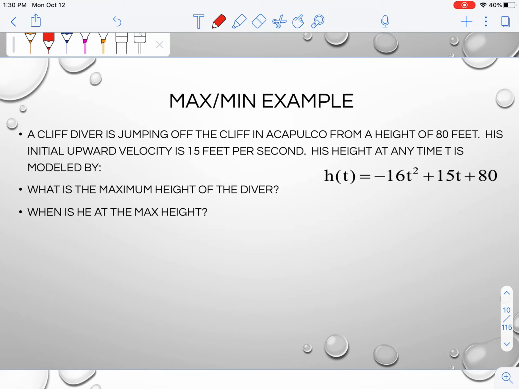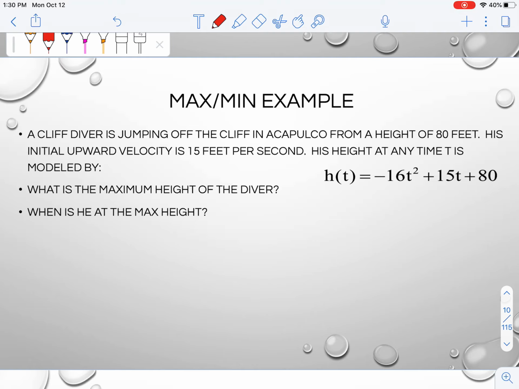Some of those cliffs are pretty high, right? So let's model this here. I've got a cliff diver starting at a height of 80 feet above the water. He's going to jump, and he's going to have an initial upward velocity of 15 feet per second, a vertical velocity.